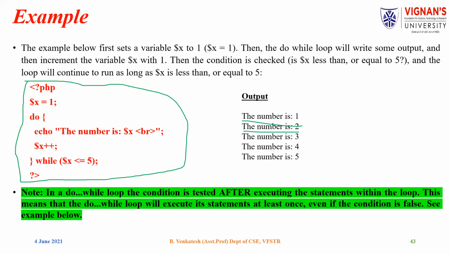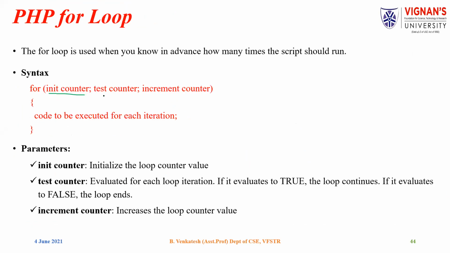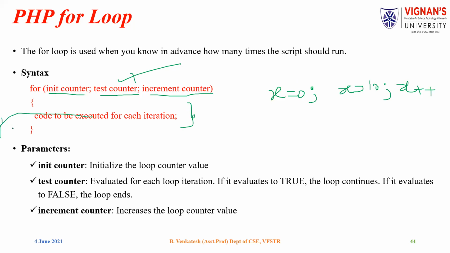Then the for loop. This for loop is similar to this one. What we need is a counter, a test of the counter, and an increment of the counter. We need to initialize the counter, test the counter against a limit, for example less than or equal to 10, and then increment the counter. So this is the for loop. If the condition on the counter is true, then the for loop is going to execute. If the condition is false, we come out of the loop.